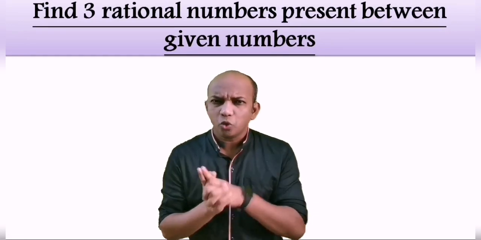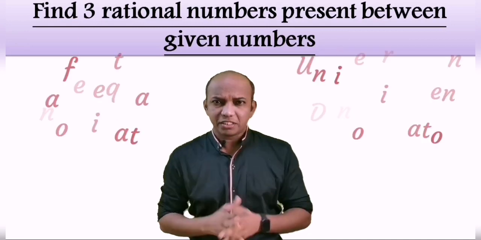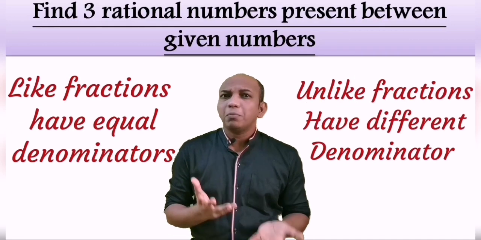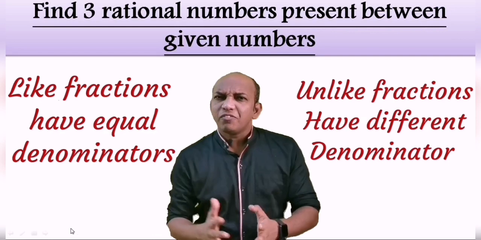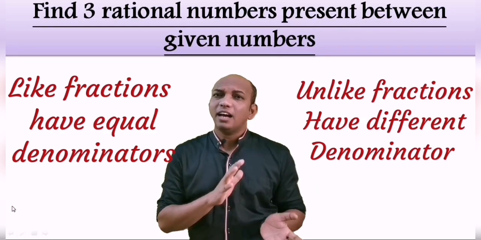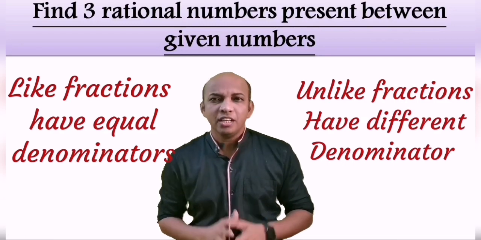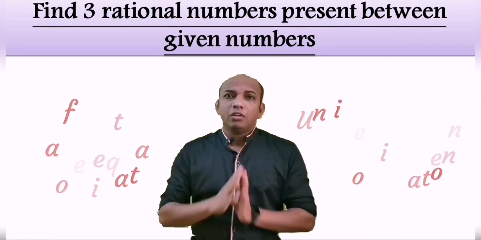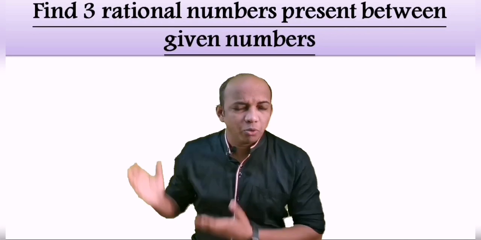Very first, the two fractions given to you will be like fractions, or they might be unlike fractions. Like fractions are nothing but fractions whose denominators are equal, and unlike fractions are the fractions in which the denominators are not equal. Here we go with our first sum on the board.